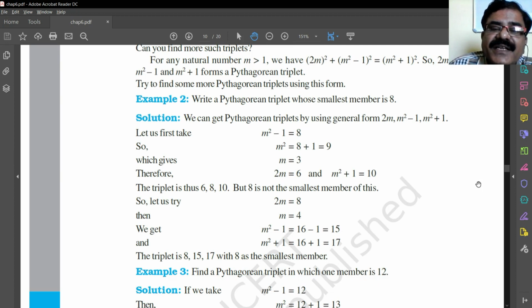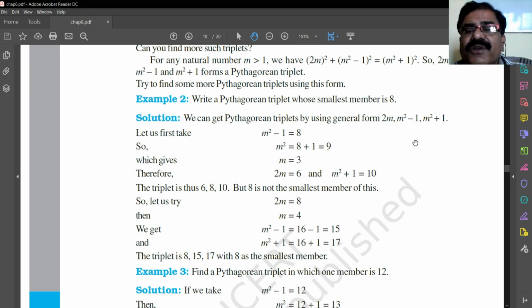First of all, I have taken m square minus 1 is equal to 8. Now I will take 2m is equal to 8. So m can be obtained as 4. And I can find that m square minus 1 is equal to 15, m square plus 1 is equal to 17. So 8, 15, 17, with 8 as the smallest number.